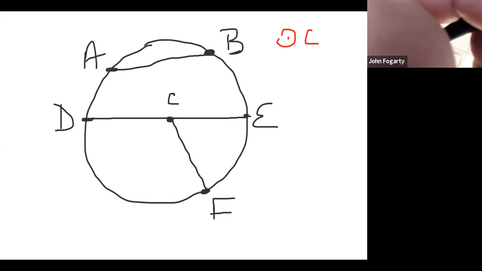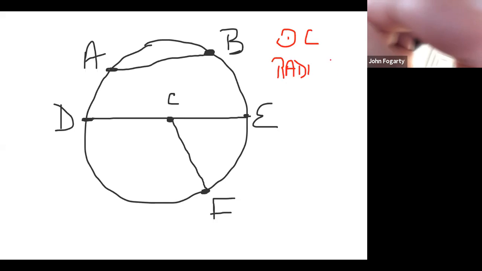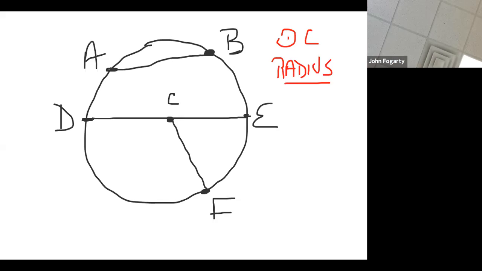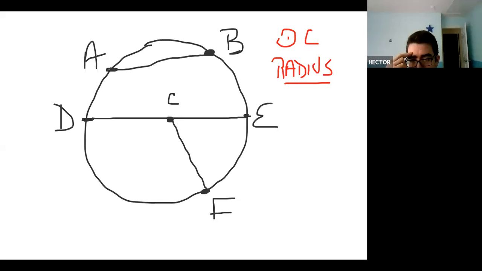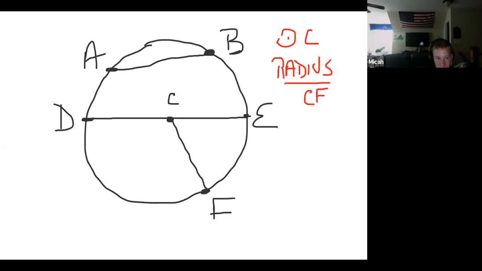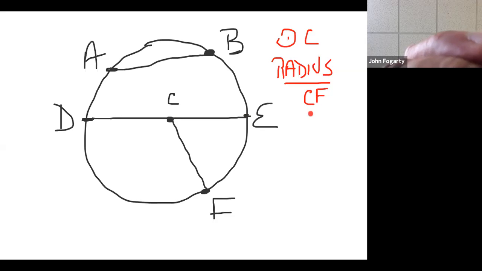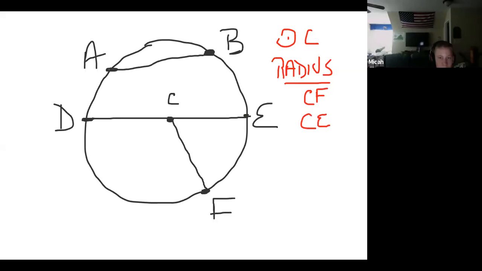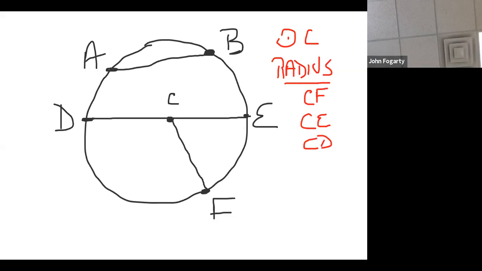Now, what if I asked you for a radius? Somebody give me a radius. CF. What else could you give me? CE. Yeah, we got CF. We also got CD. Very good.